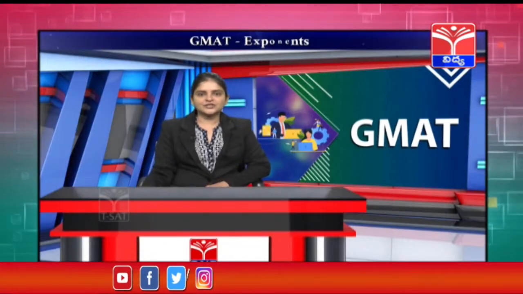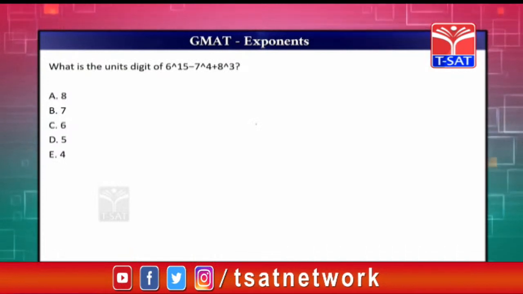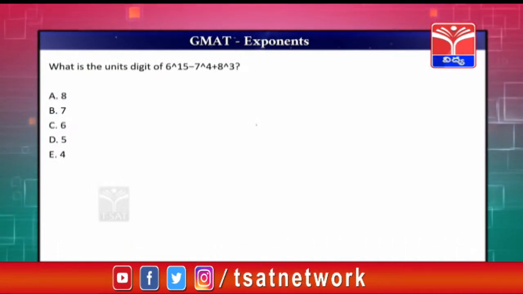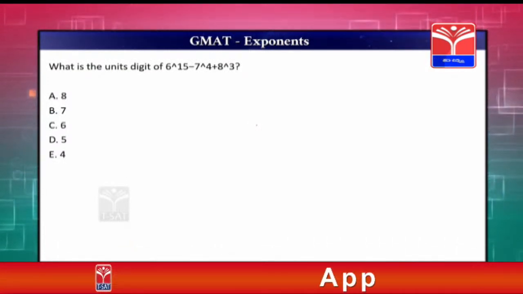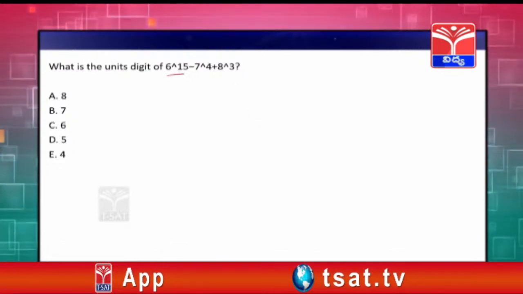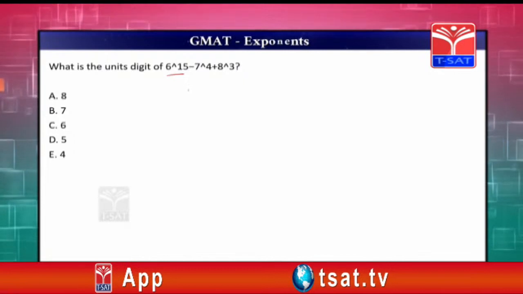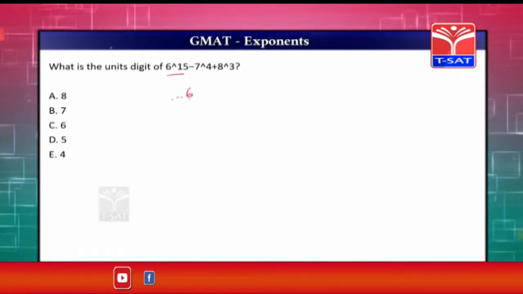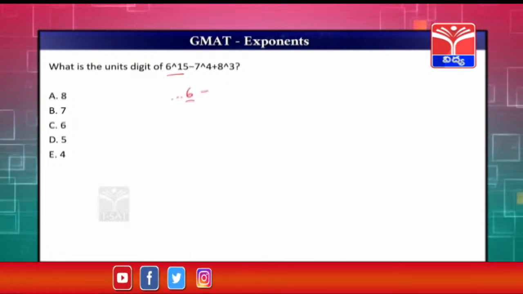Let's see the next question. What is the unit digit of 6 to the power of 15 minus 7 to the power of 4 plus 8 to the power of 3? As we have seen, 6 has a cyclicity of 1, thus 6 raised to anything will give you 6 as its unit digit. And 7, we just saw the table.